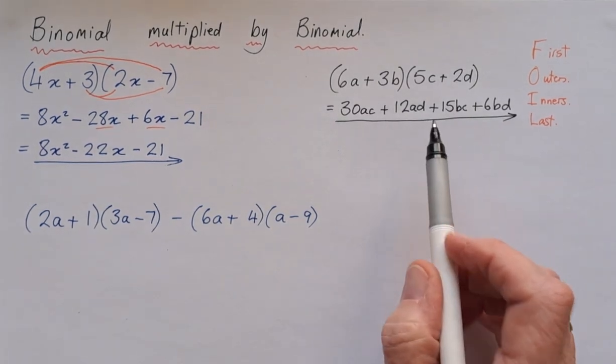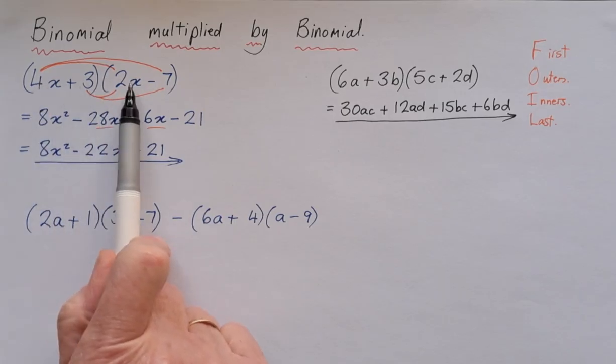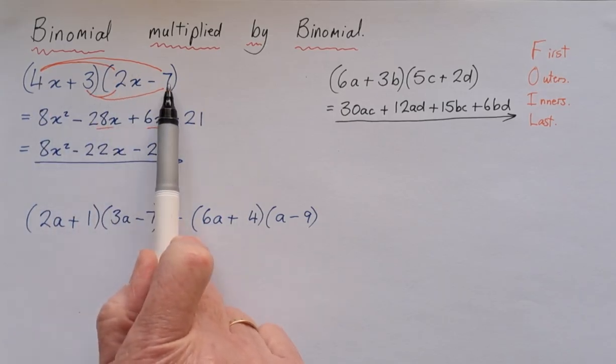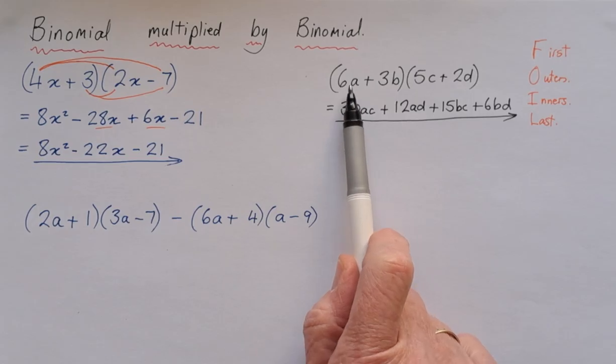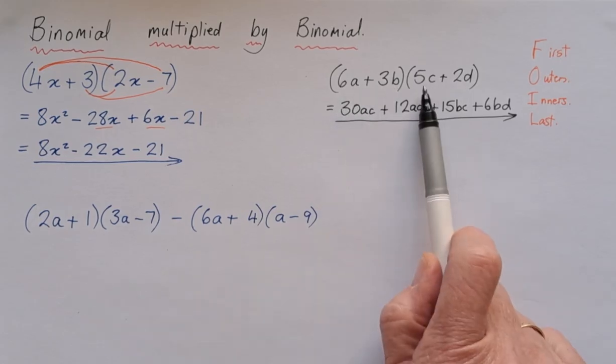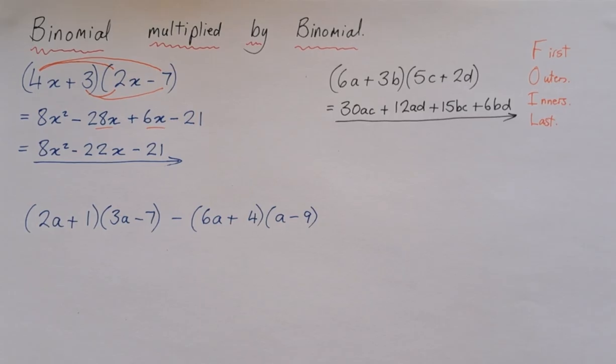So the way to spot something like that happening is you don't have this situation where they both start with an x term and then they both got a constant. They've got the same type of configuration. Here I've got an a variable and a b variable, c variable, d variable, and it's in this situation that you're going to end up with no or maybe very few like terms.